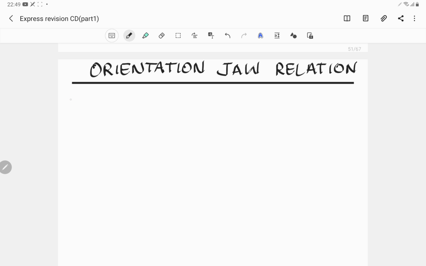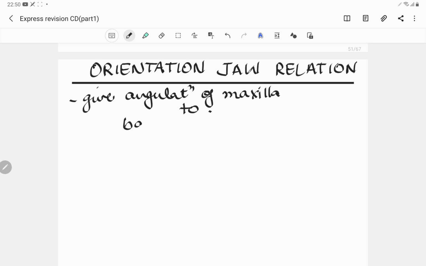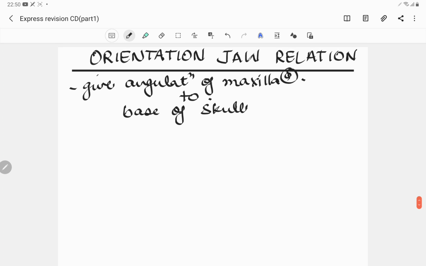So orientation jaw relation, as the name suggests, is going to orient the jaw. That means it is going to give the angulation. But angulation of what? It is going to give the angulation of the maxilla to the base of the skull. So orientation jaw relation is actually giving the maxillary plane angle. This maxillary plane angle is tilted in some patients.